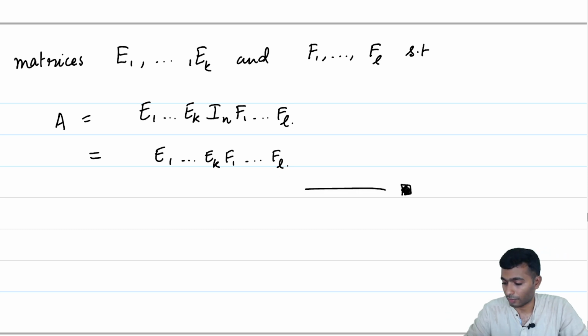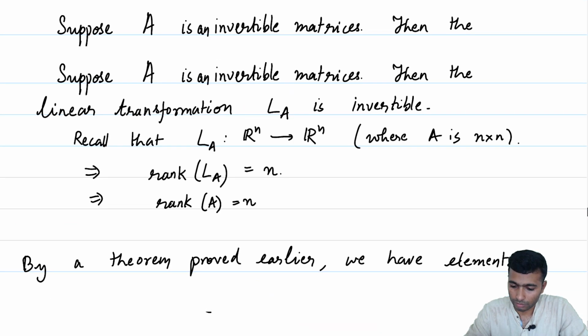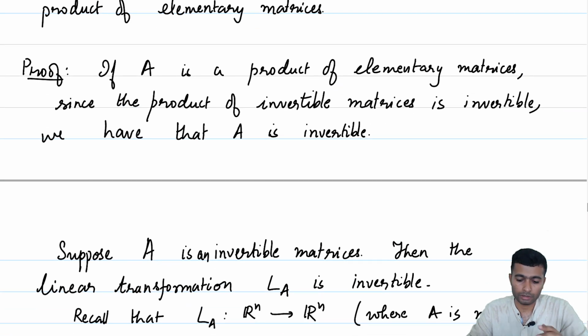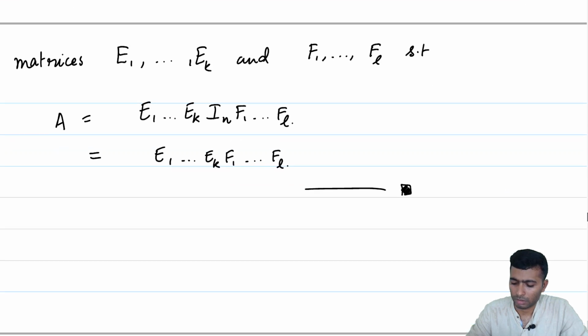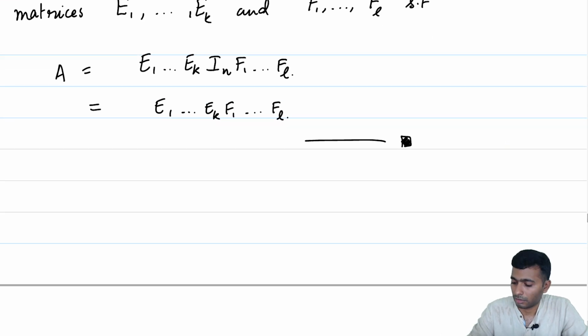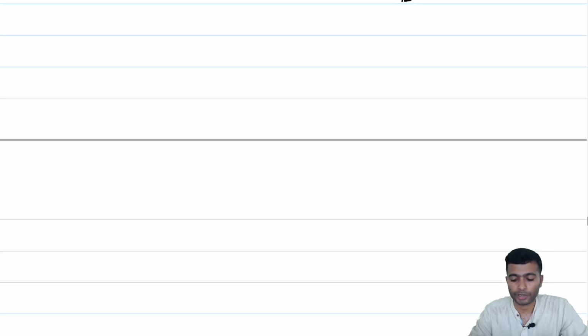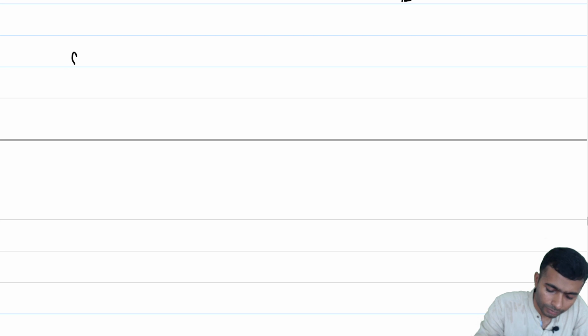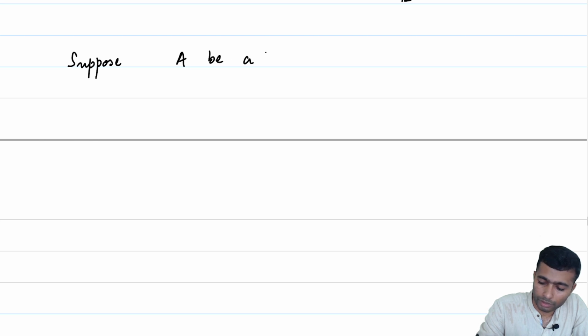Okay, so how is this useful? Of course, we have made an important observation that every invertible matrix can be written as a product of elementary matrices, but can we do more with this? Let us see what we can do with this. Suppose A is an invertible n cross n matrix.